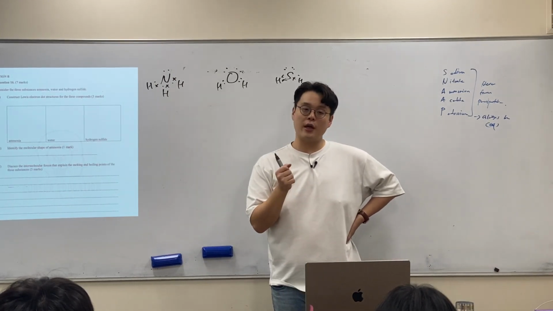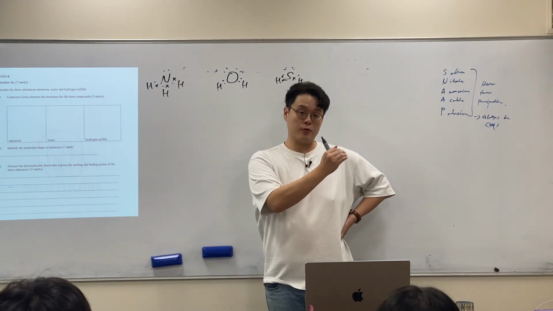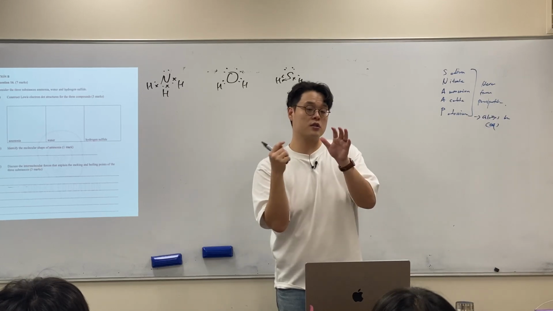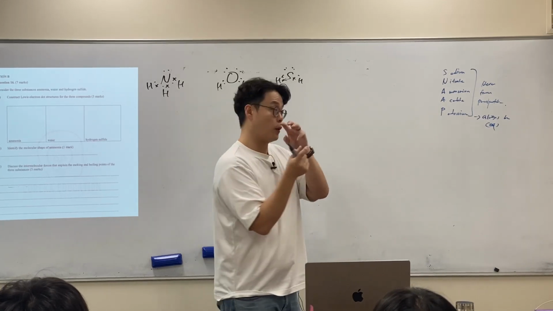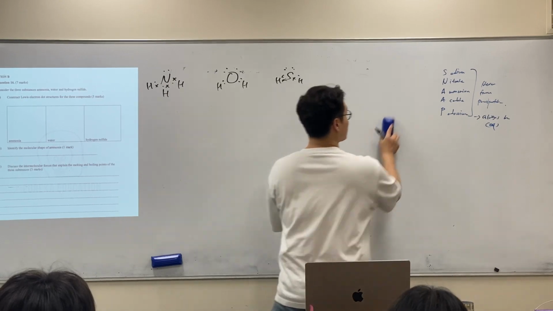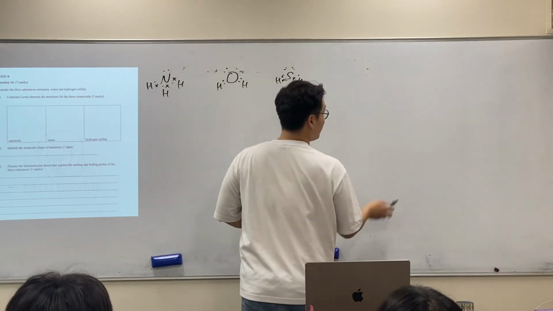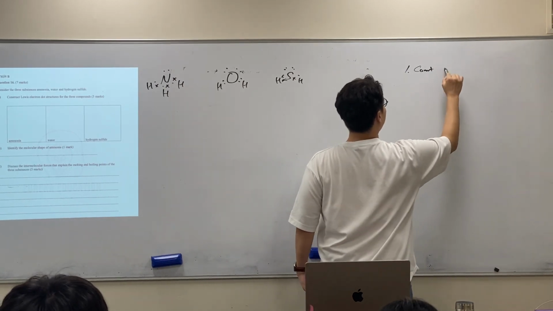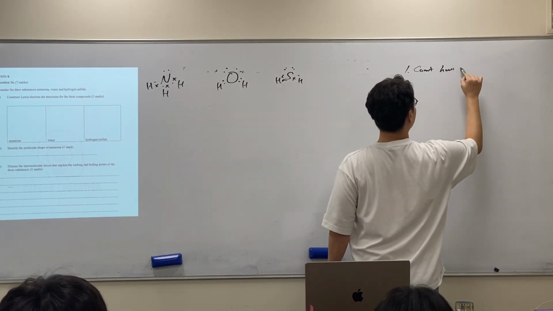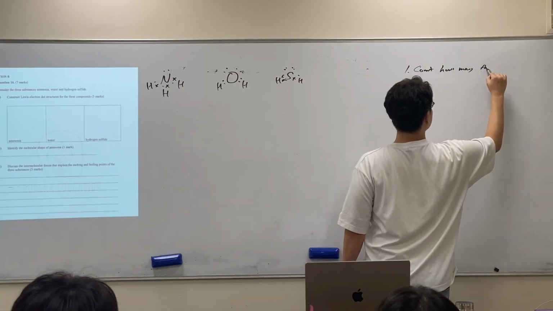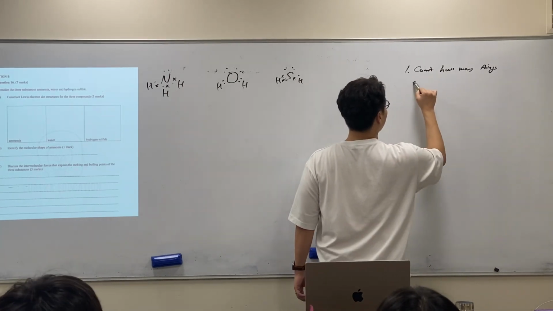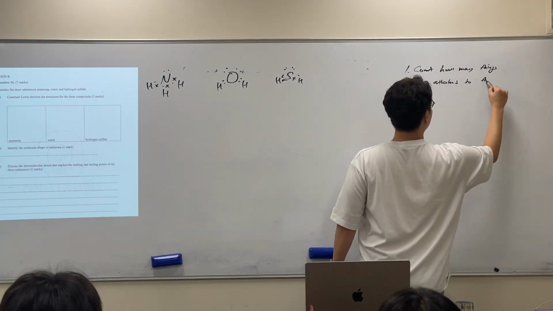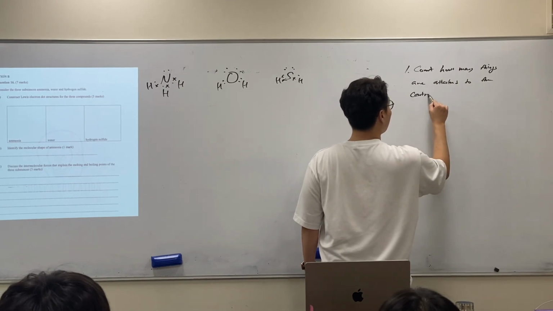VSEPR theory. I know you hate it. Okay. Today I will make it really, really easy for you. You just need to memorize a few things in here. So the rule for VSEPR theory, number 1, is you count how many things are attached to the central atom.